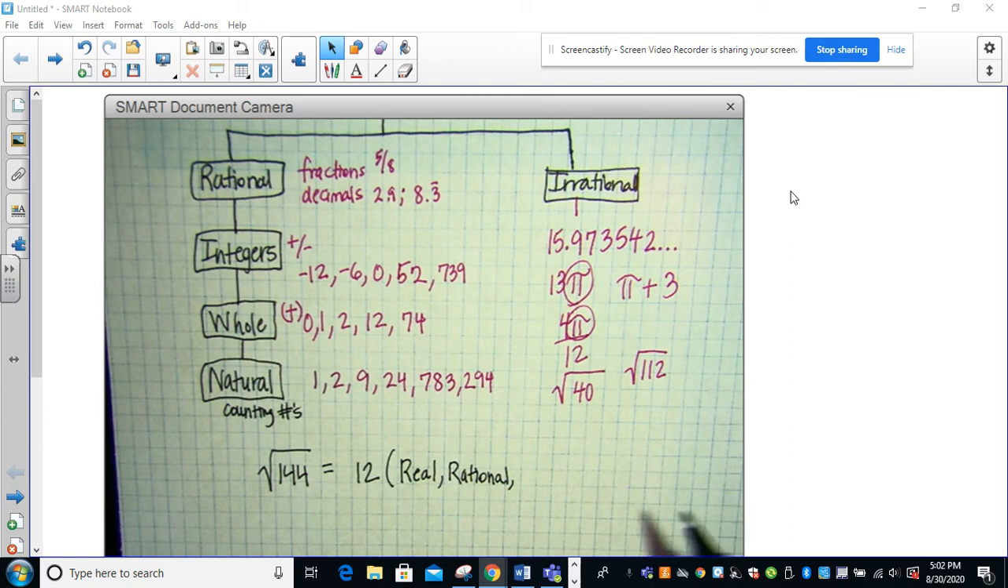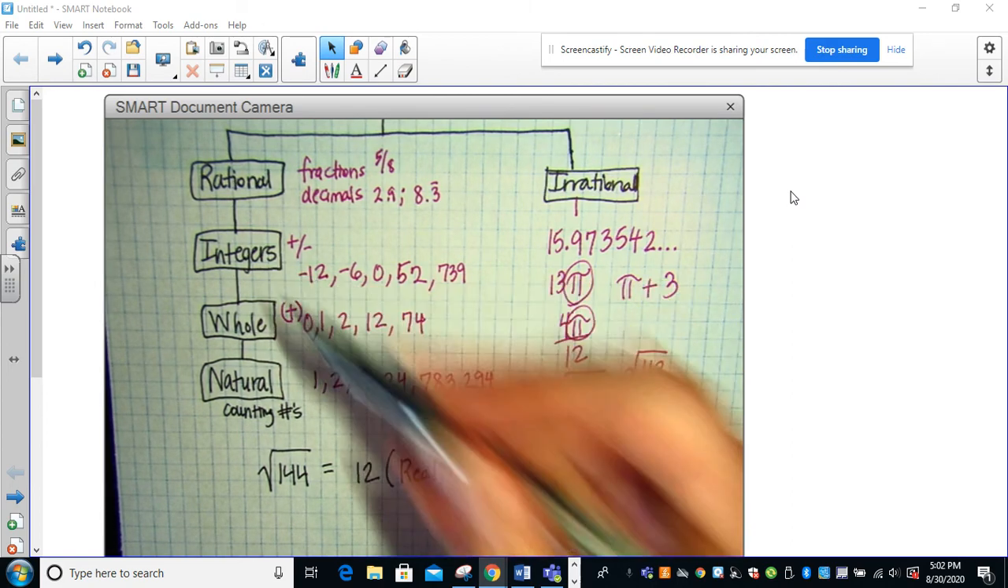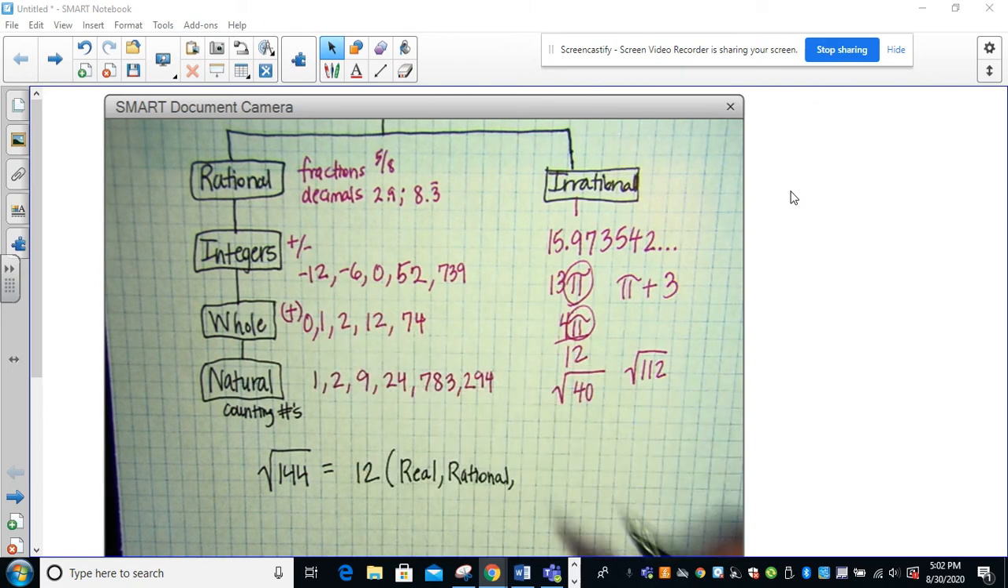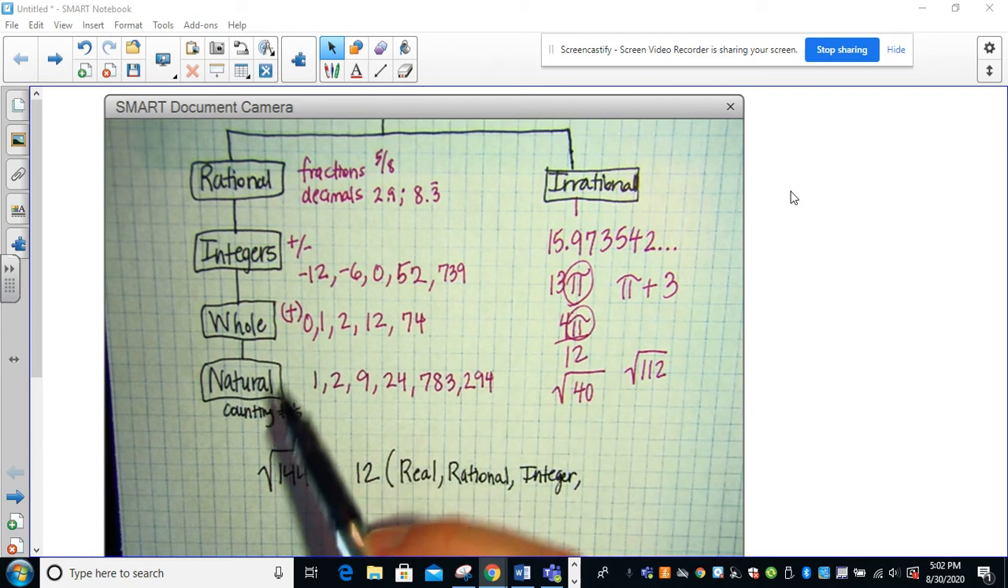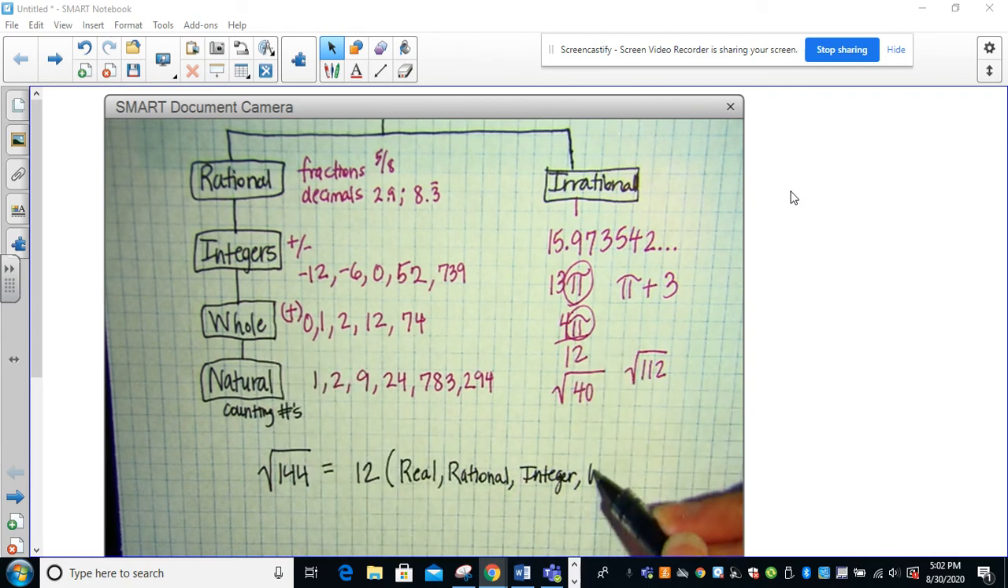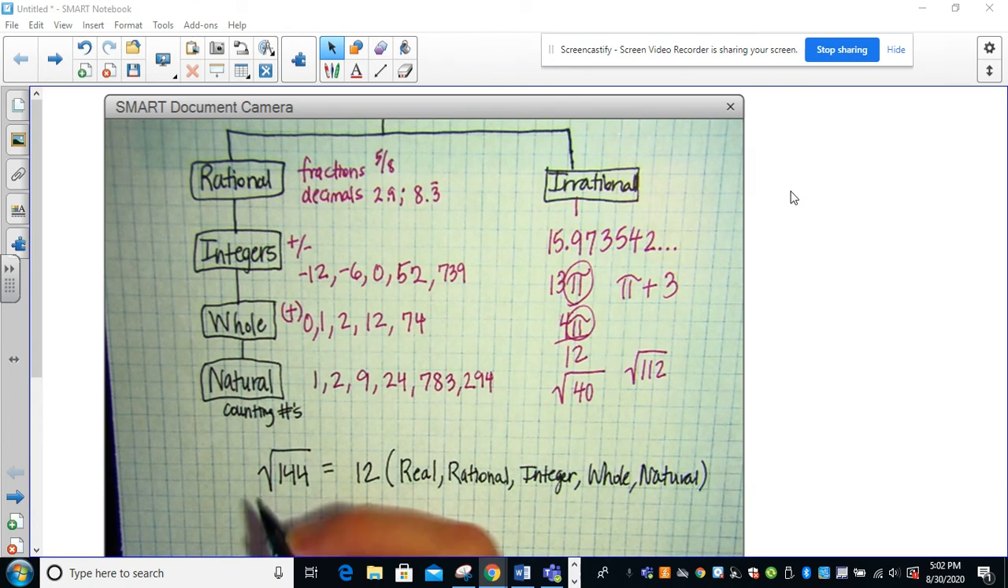Then we have, is it an integer? Is it a positive or negative whole number? Yes. So it is an integer. Is it a whole number? Yes. And then is it a natural number? Yes, it's one of your counting numbers.